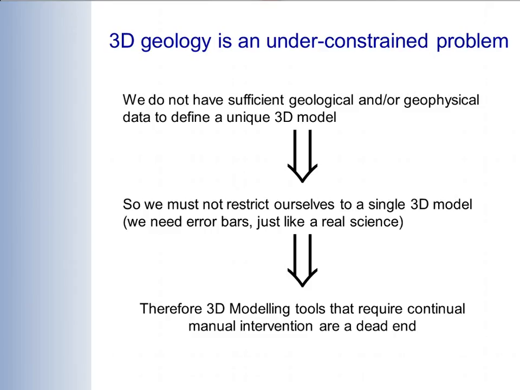So the fundamental problem is that 3D geology is hopelessly, and I mean hopelessly, under-constrained, especially at the regional scale where you have almost no drilling. So if it's under-constrained, that means that we don't really want to limit ourselves to one geological model. We want to produce 1,000 models, or maybe 1 million if we're being ambitious. But if each model takes a month to produce, then we're not going to do it.